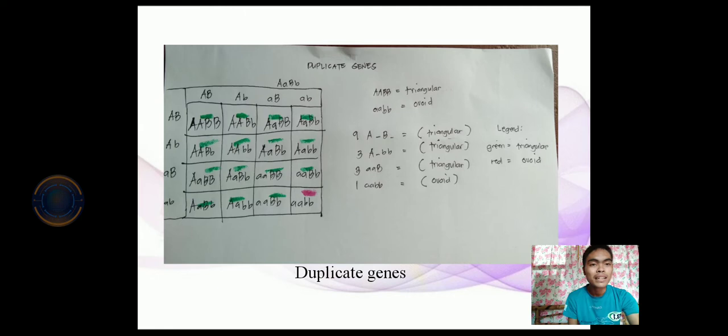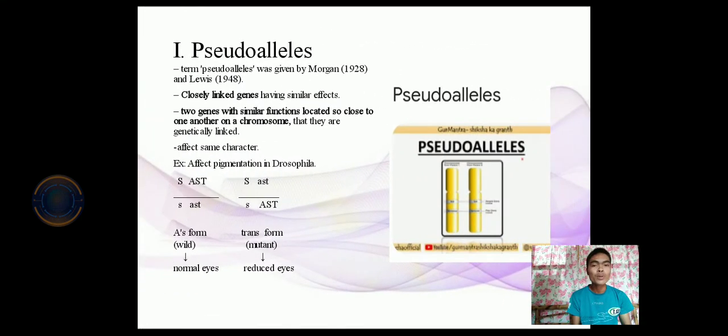Now, the same concept, pseudoalleles. What is pseudoalleles? It is a closely linked genes having similar effects. Two genes with similar functions located so close to one another on a chromosome. Kapag dalawang gene na matatagpuan sa isang chromosome na napakalapit lang nila sa isa't isa. They are closely linked genes.